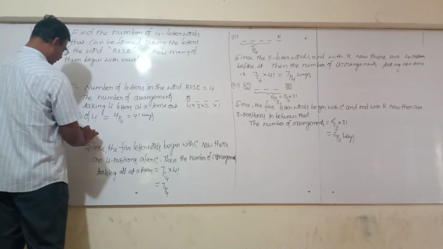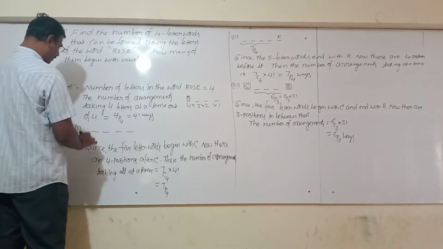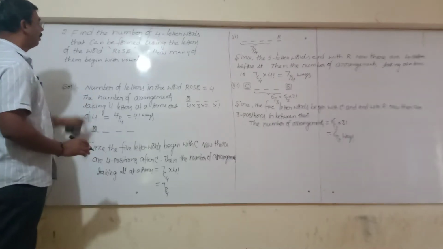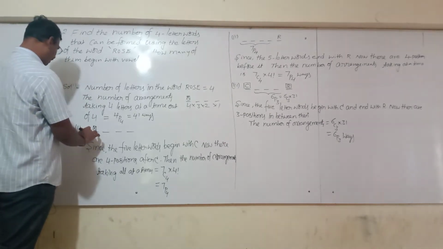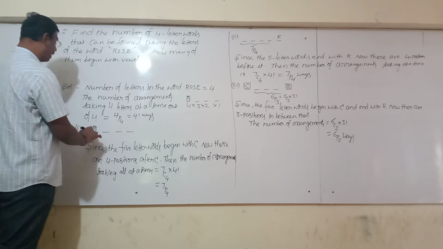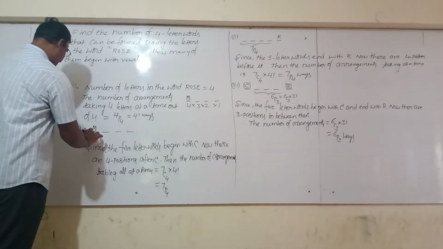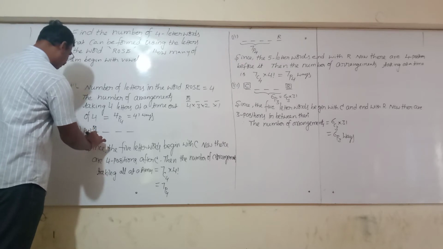So here I am taking 4 positions. Begin with which letter? Vowels. What are the vowels here? Vowels are only allowed: O, E, A, E, I, O, U. O and E are the vowels. This can be done in two ways.